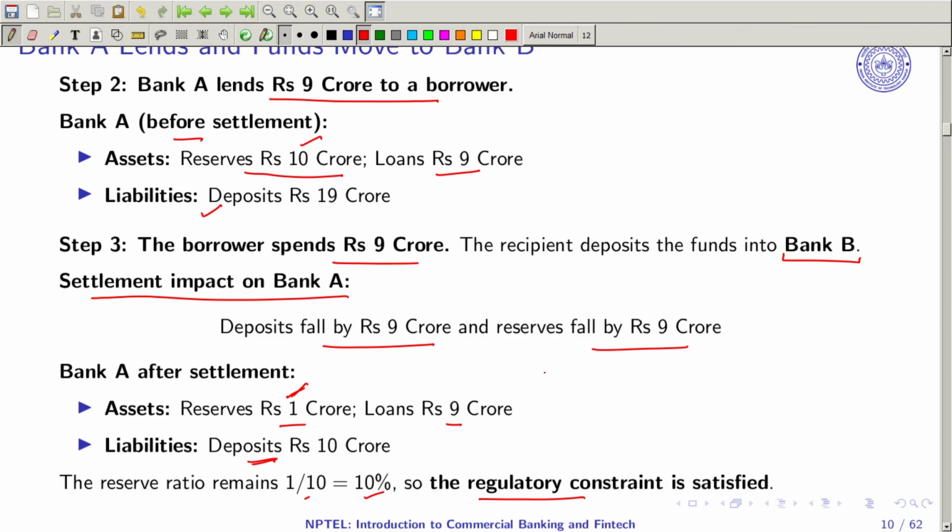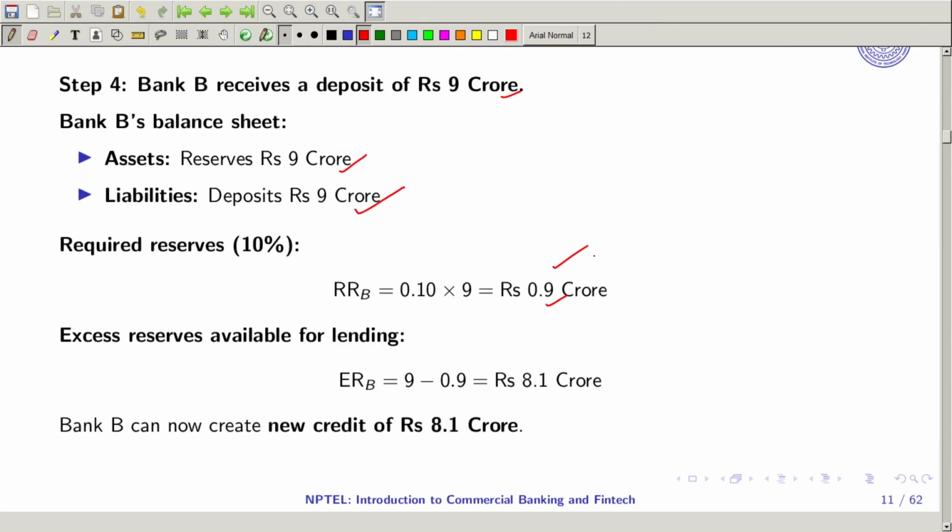So here you can see we were taking 10% of 10 crore, right? So we were having 1 crore, right? But now 10% of 9 crore we have to consider. So that's why it is 0.9 crore, 90 lakhs, right? So here we have excess reserves, how much is available? So it is now 8.1 crore, right? So bank B can now extend credit of rupees 8.1 crore. So this is what it implies.